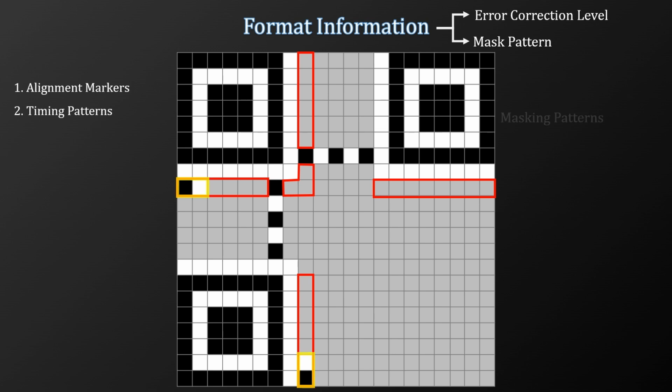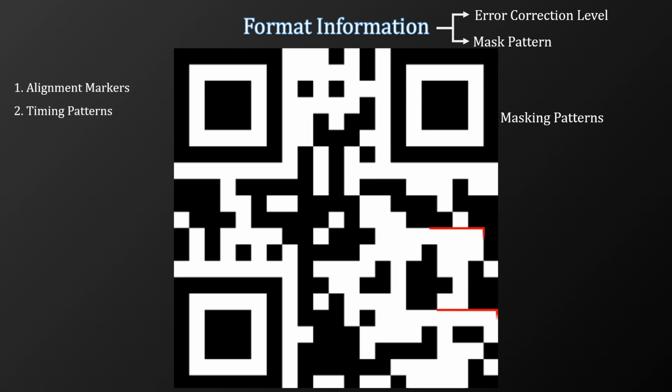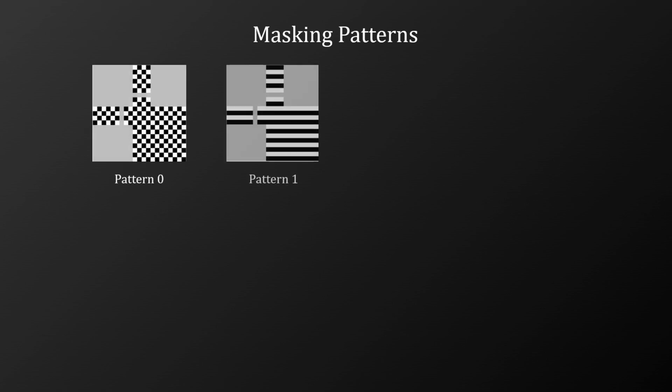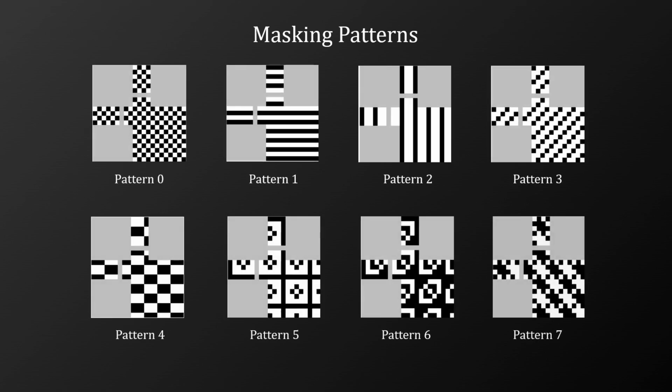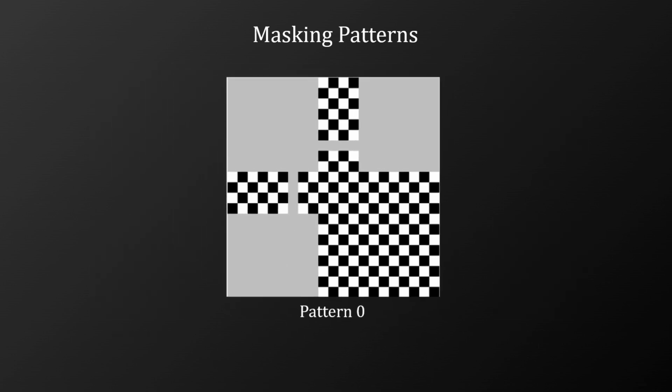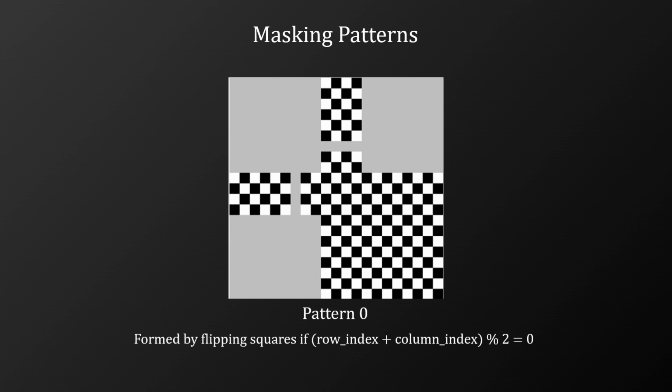Next is the masking pattern. Without masking, large areas of identical colors like this might appear in the QR code, making it harder for scanners to read. A mask applies a formula that flips certain squares to break up these patterns. There are 8 masking patterns in total, numbered from 0 to 7, each applying a unique rule. For simplicity, we'll use mask pattern 0, which flips squares based on whether their row and column indices sum to a multiple of 2. Later, we'll see how this is applied, which will make it more clear.